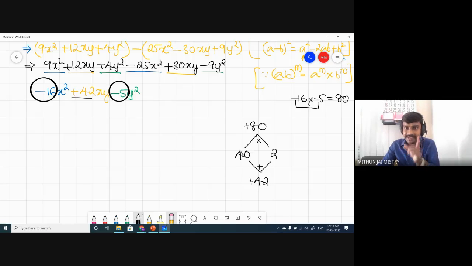If you take here 80 and 1, 80 ones are 80, it will satisfy the upper one, but 80 plus 1 is 81. It will not satisfy the down one. Am I clear to you? So it should satisfy both the conditions.